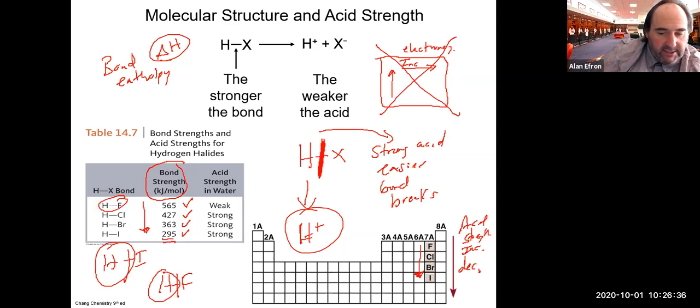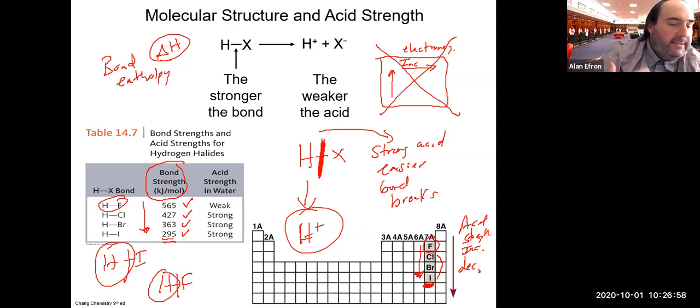So HF is weak, the rest of these are strong, and the strongest is at the end here, because it has the lowest bond energy. So bond energy is what you want to look at when you're dealing with an acid that does not have oxygen in it. Question on that there.